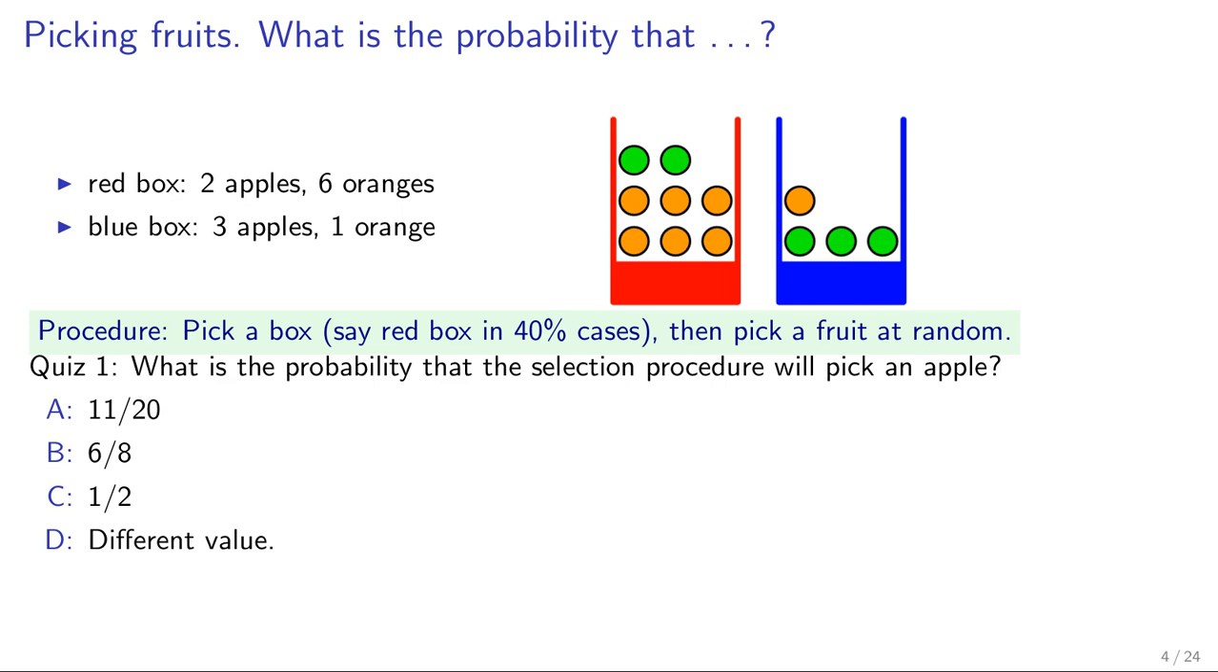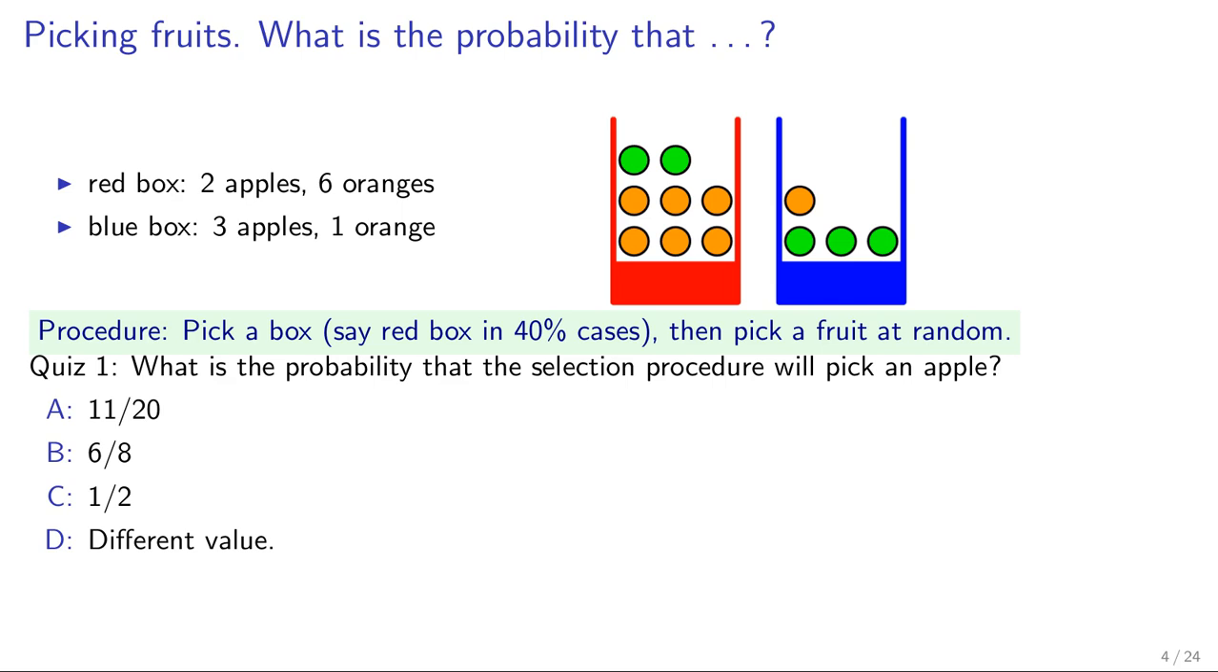Okay, so I see that Martin just joined. We're starting this lecture with a probability recap, and we're now looking at this quiz. So you have 2 boxes with fruits, a red box and a blue box. There are 6 oranges in the red box, and 2 apples. In the blue box, there are 3 apples and 1 orange.